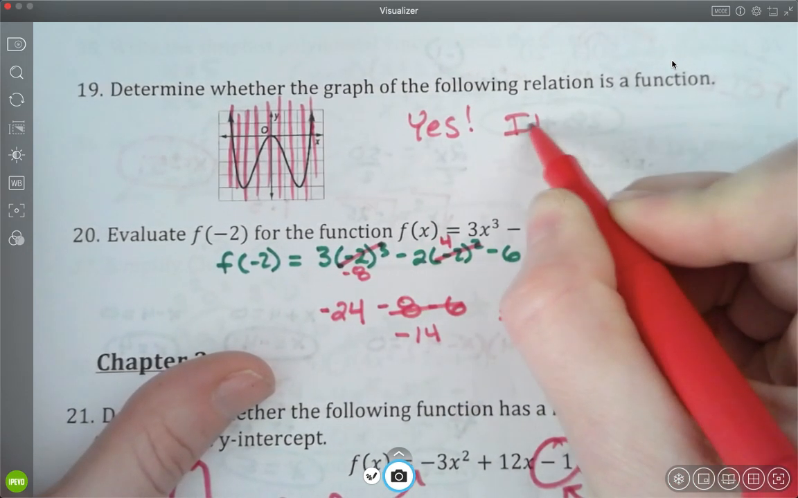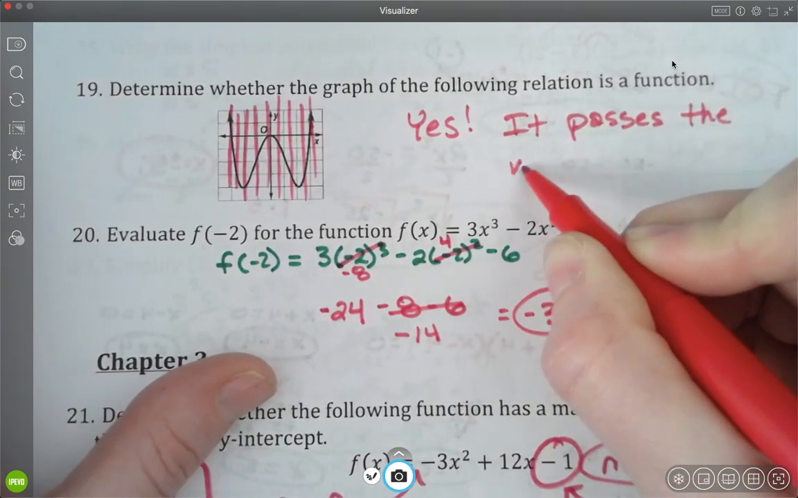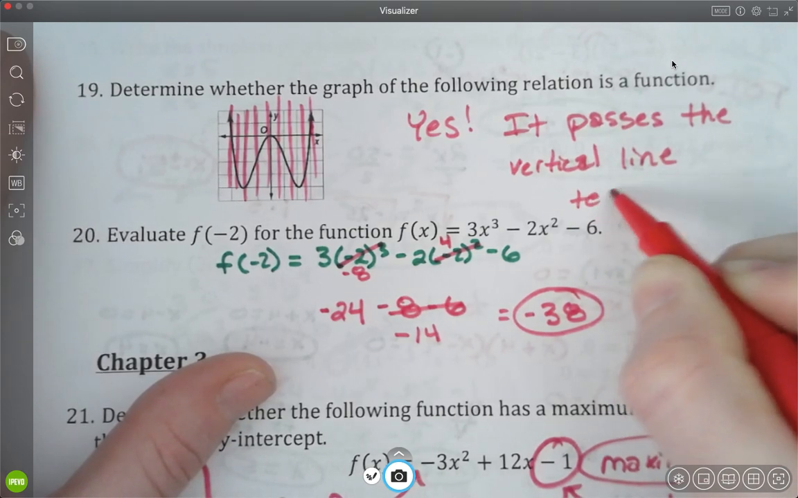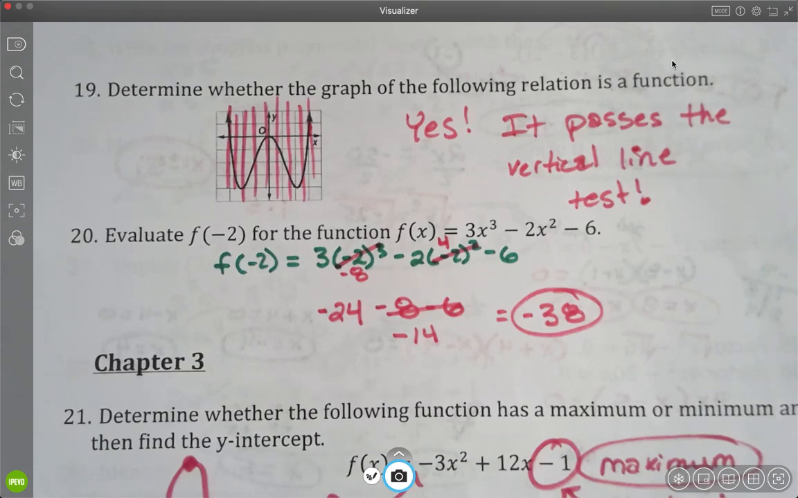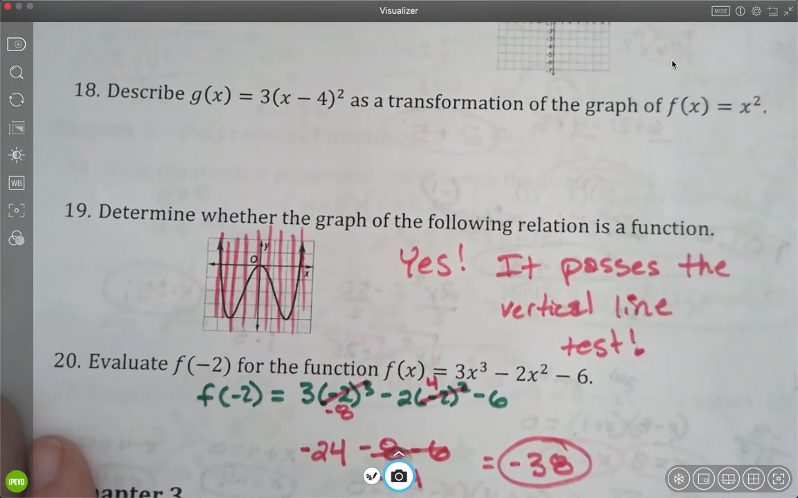It passes the vertical line test. It passes the vertical line test. There we go. So yes, it is a function. Good. That was kind of a nice question. Okay, 18. Describe the transformation.